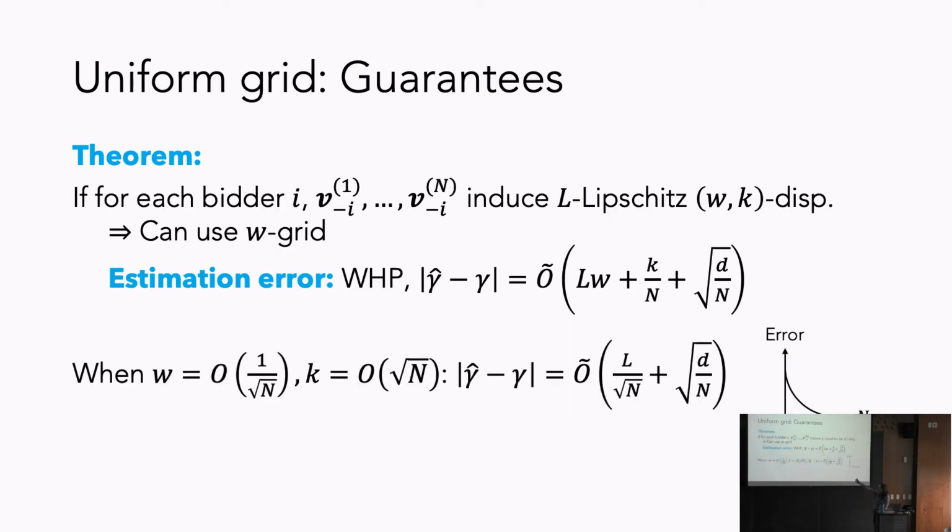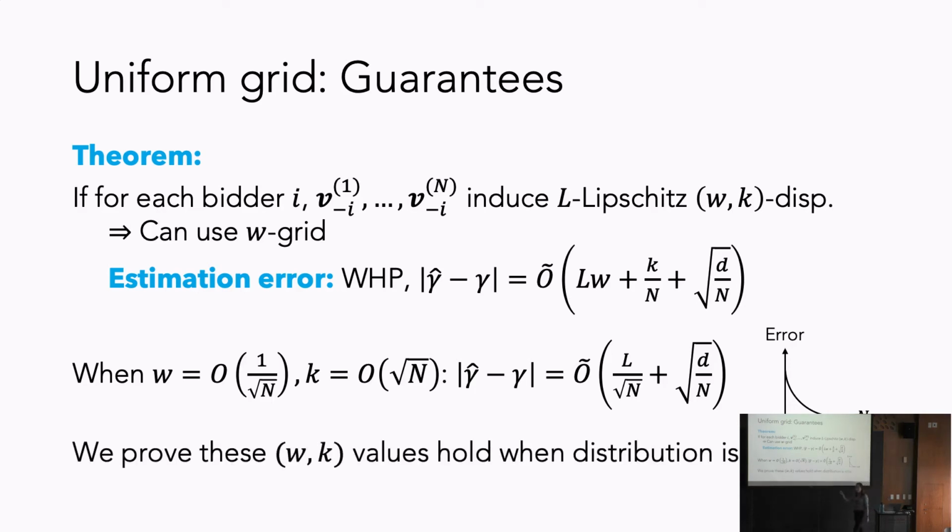So when is this actually a good bound? Ideally, this would go to 0 as the number of samples grows. So when W is basically 1 over the square root of the number of samples, and K is basically the square root of the number of samples, then our estimation error is going to go to 0 as the number of samples grows. And we prove that these W and K parameter values do hold when the distribution is sufficiently nice. And I'm going to give an example of that in a couple slides.